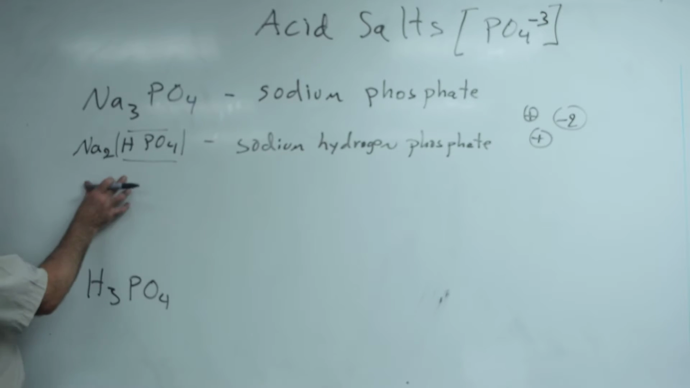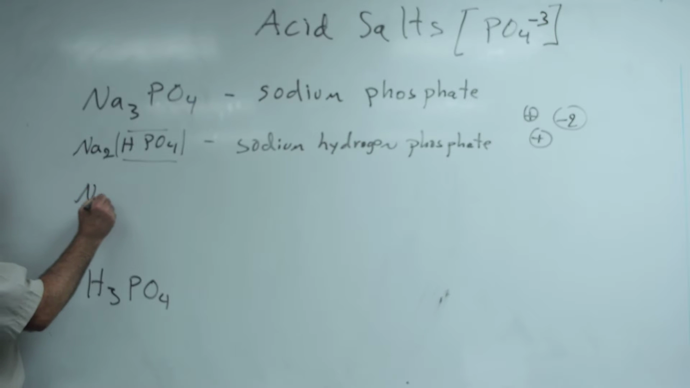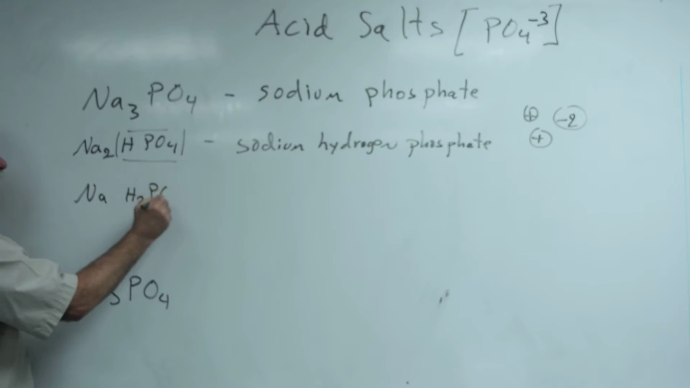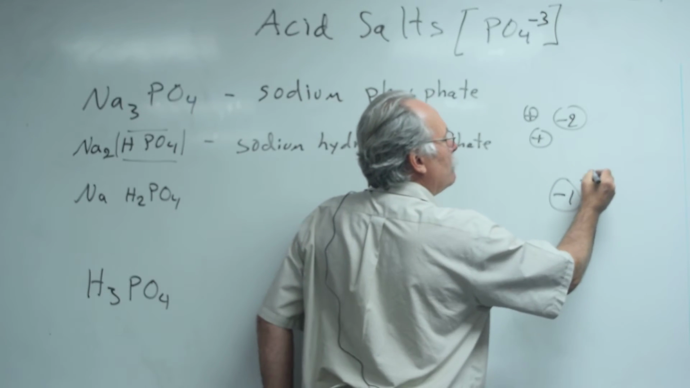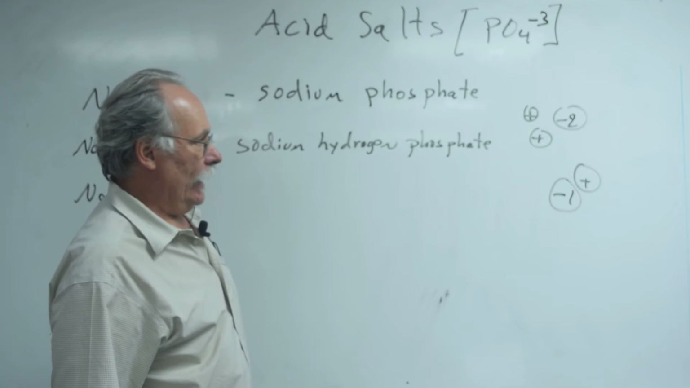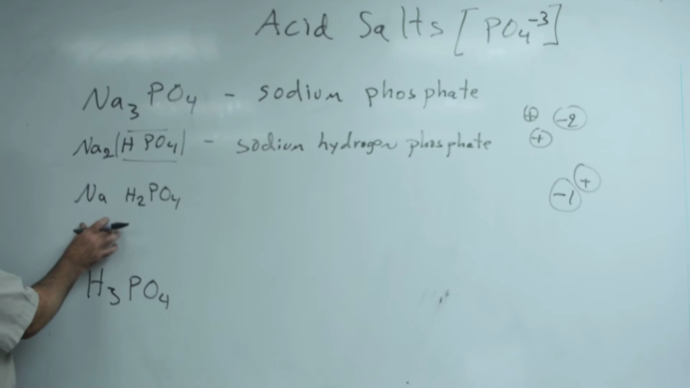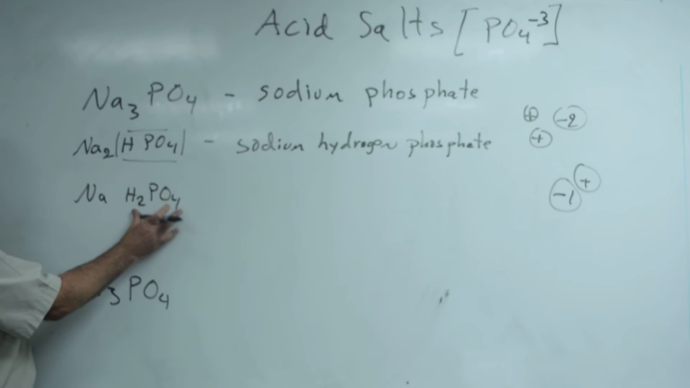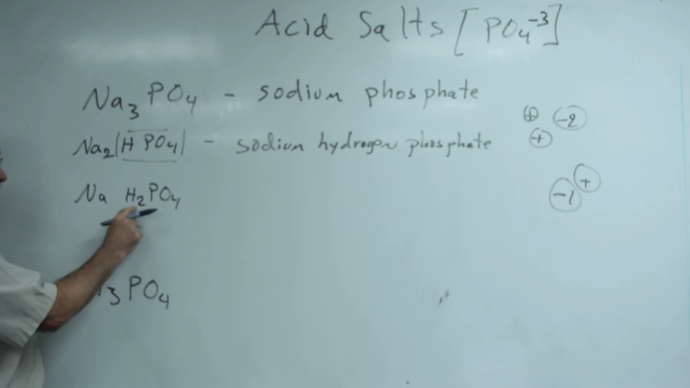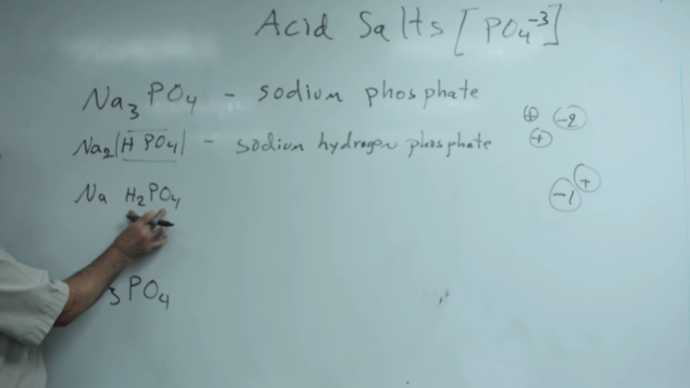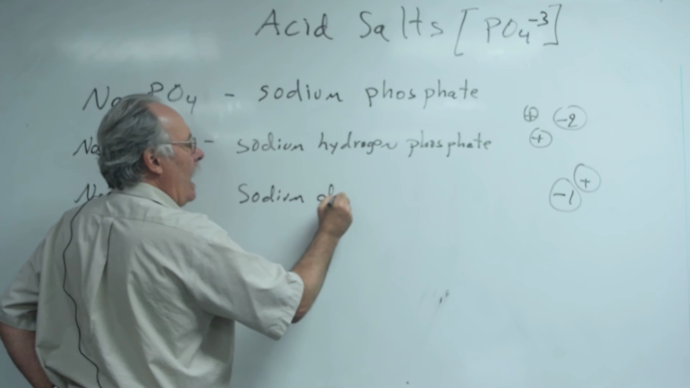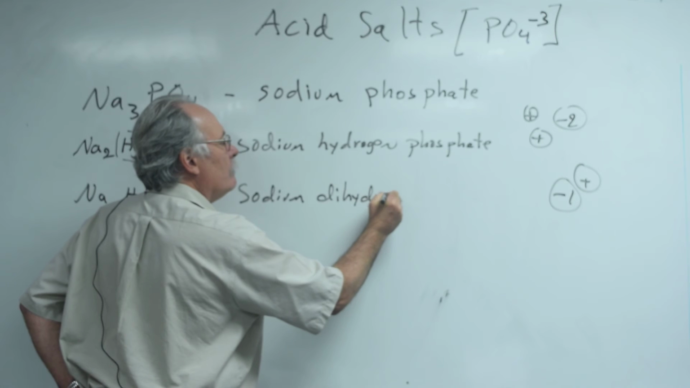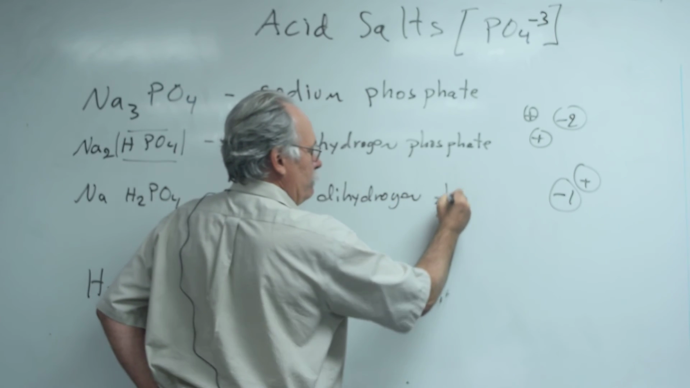Now, I could have an additional acid salt. I could have NaH2PO4. Now I have a -1 anion and a +1 cation. And now I know that this is a -1 because phosphate is -3 and each of the 2 hydrogens functions as a +1. So this is a molecule. So the name would be sodium dihydrogen phosphate.